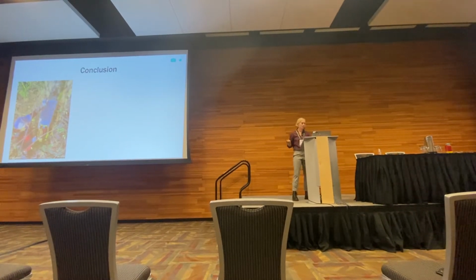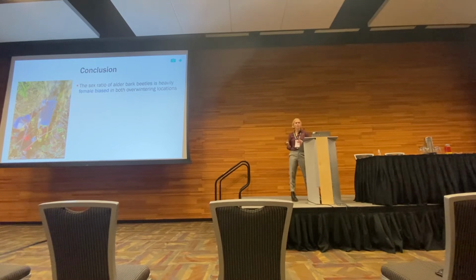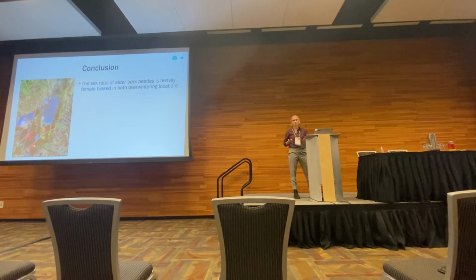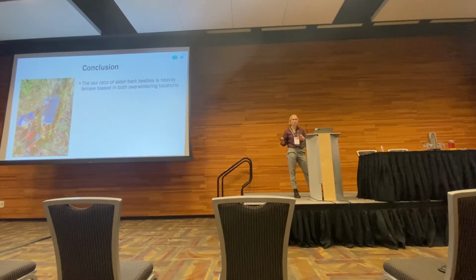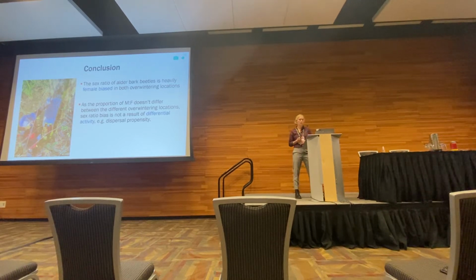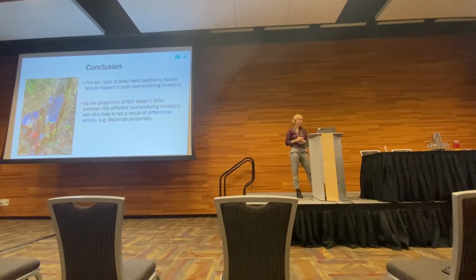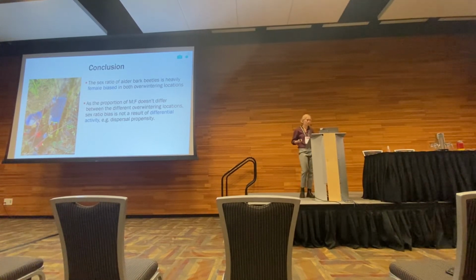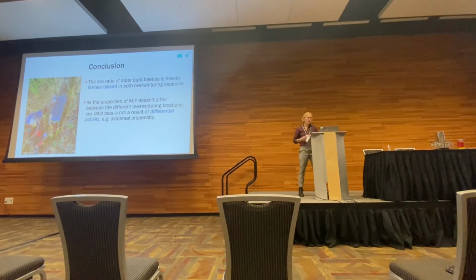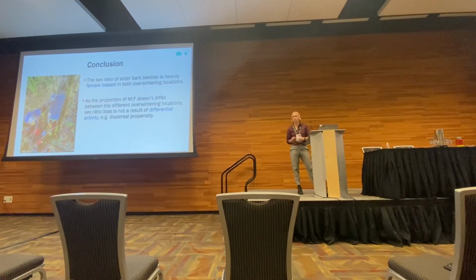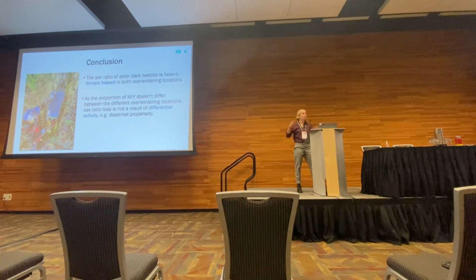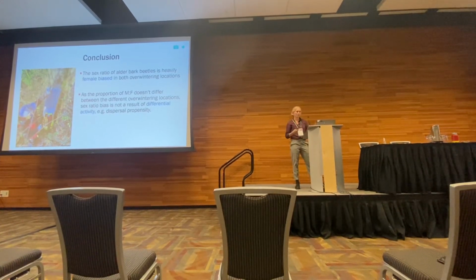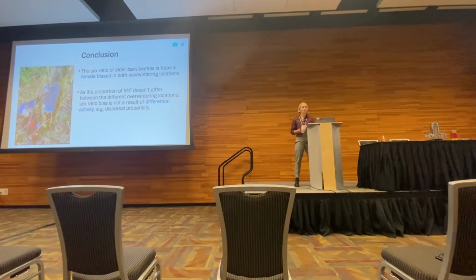So in conclusion, the sex ratio of alder bark beetles is heavily female biased, as those past graphs very obviously showed, in both of those overwintering locations, which is pretty interesting. Not really uncommon for bark beetles, but interesting to see. As the proportion of males to females doesn't differ between the different overwintering locations, the sex ratio bias is most likely not a result of differential activity, for example, dispersal propensity, where propensity means an inclination or a natural tendency to do something. So initially when we looked at the system, we thought, oh, there's more females in the branches, perhaps they're flying up, but we found that the same percentage of females was also found in the bole.